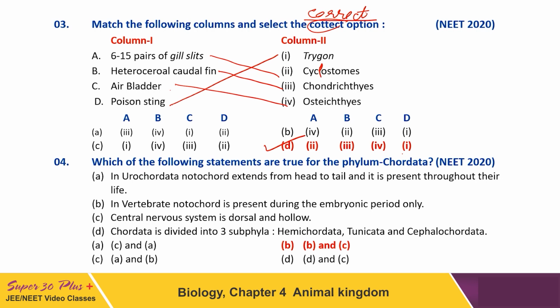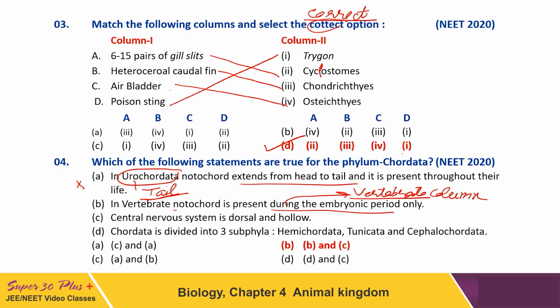Right answer is this. Which of the following statements are true for the phylum Chordata? That is, Urochordata notochord extend from head to tail. Then why it is called as urochordate? Urochordate means that is the chordate notochord is only in tail region. This is not correct. Vertebrata notochord is present during the embryonic period only. Yes, after this that will be substituted by vertebral column. Notochord will be substituted by, yes, vertebral column.